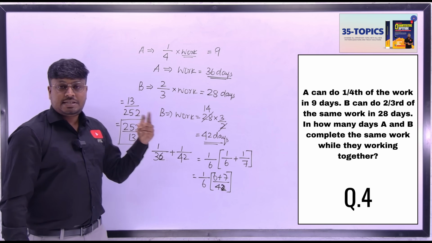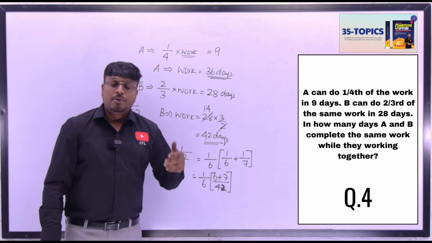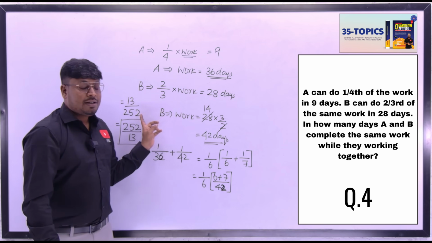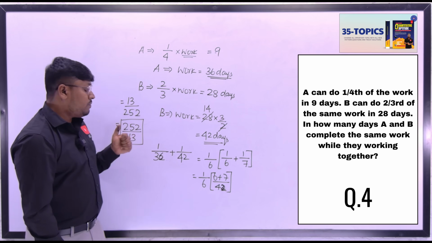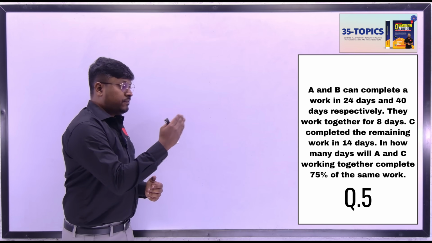So finally, we always take the reciprocal of the number at last in time and work problems, in order to find, since this is one day's work when both work together, that the total work will be completed in 252 by 13 days. Fifth question.